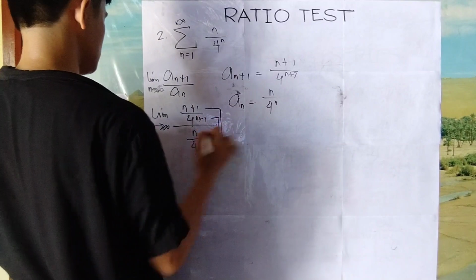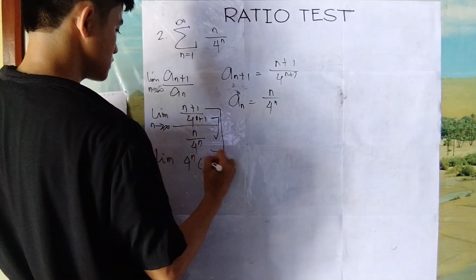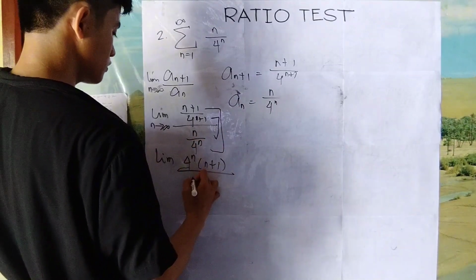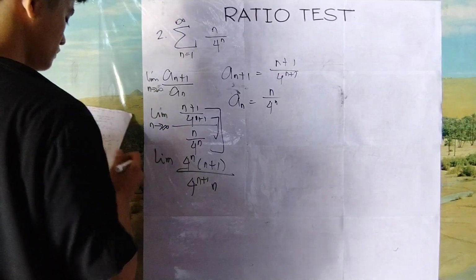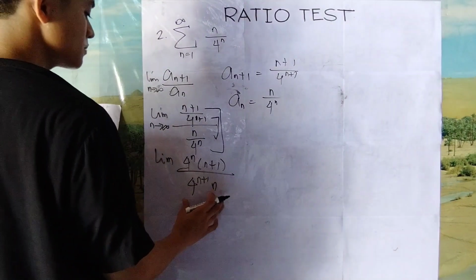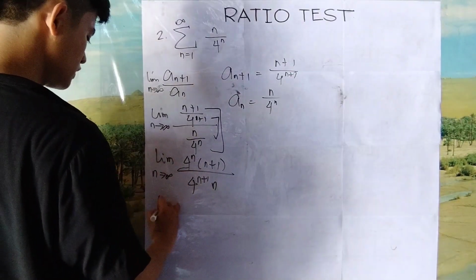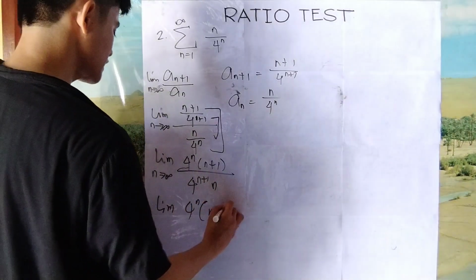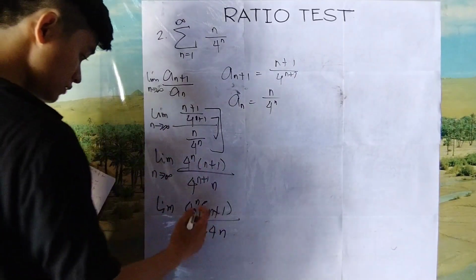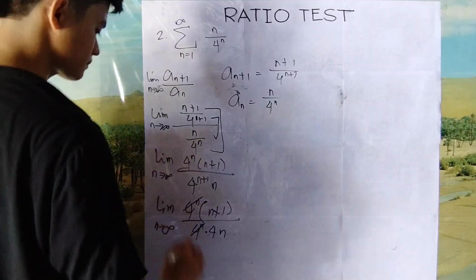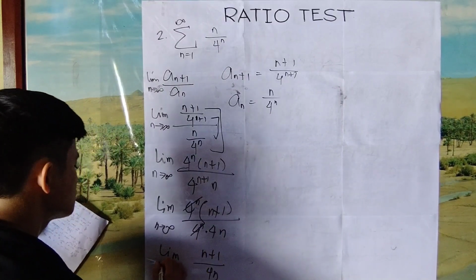So extremes and means, we have the limit of 4 raised to n times n plus 1 over 4 raised to n plus 1 times n. And now let's simplify. What we can simplify here is the 4 raised to n plus 1. So we have the limit of 4 raised to n times n plus 1 all over 4 raised to n times 4 times n. So we can cancel out the 4 raised to n. So what remains is n plus 1 over 4n as n approaches infinity.